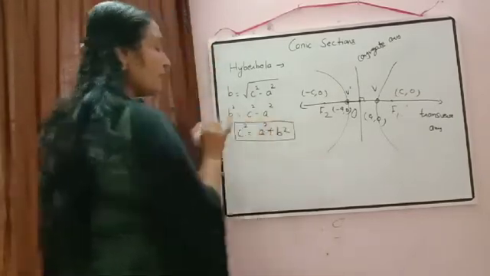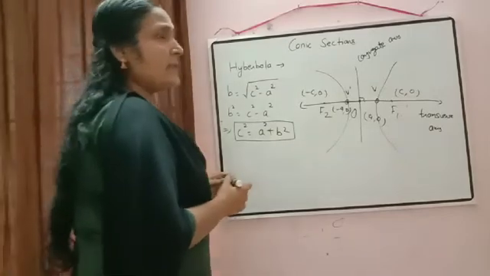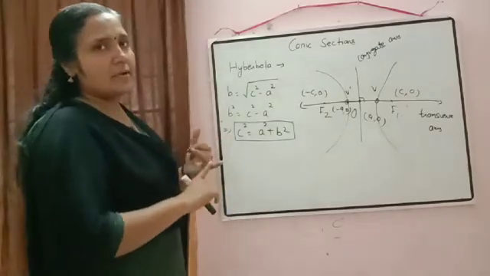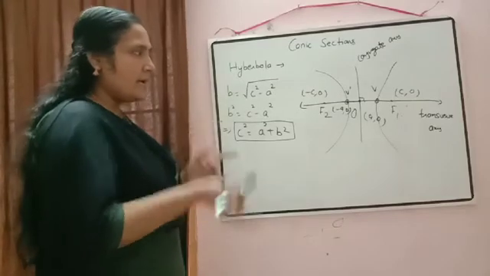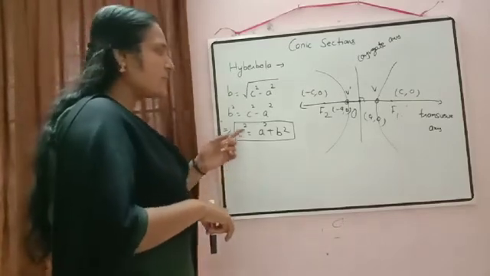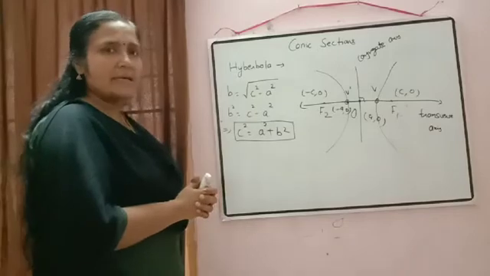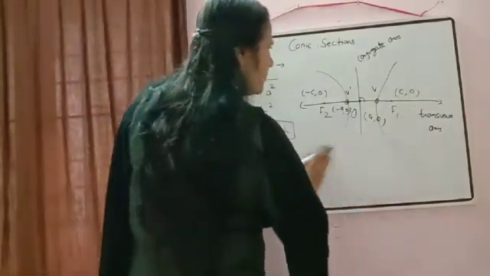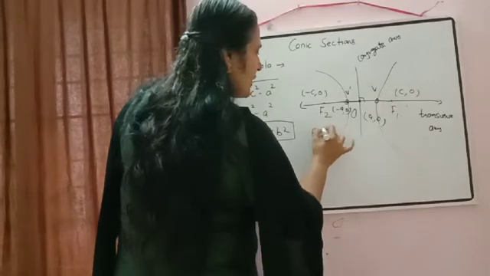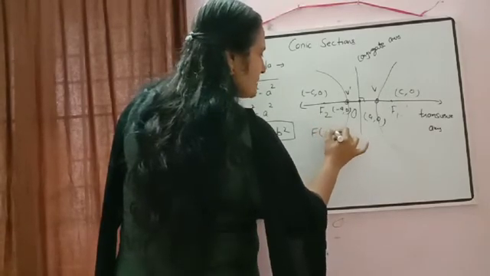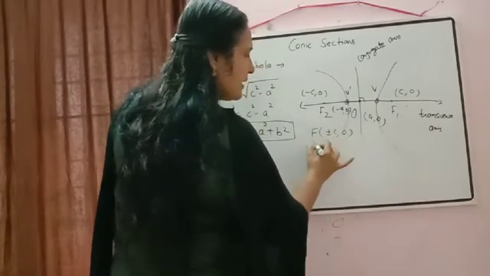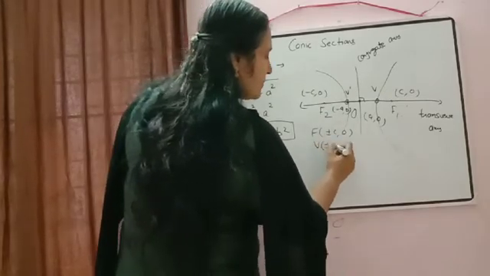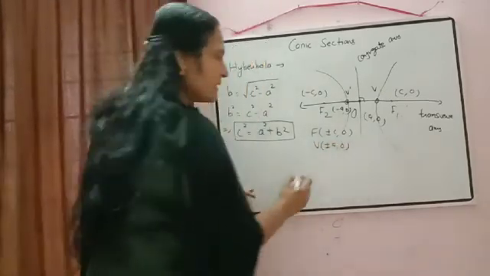So don't get confused between ellipse and hyperbola there. In ellipse, a square is equal to b square plus c square. In hyperbola, c square is equal to a square plus b square. Rest all the things are the same only. Coordinates of foci will be equal to plus or minus c comma 0. Coordinates of vertices will be equal to plus or minus a comma 0.